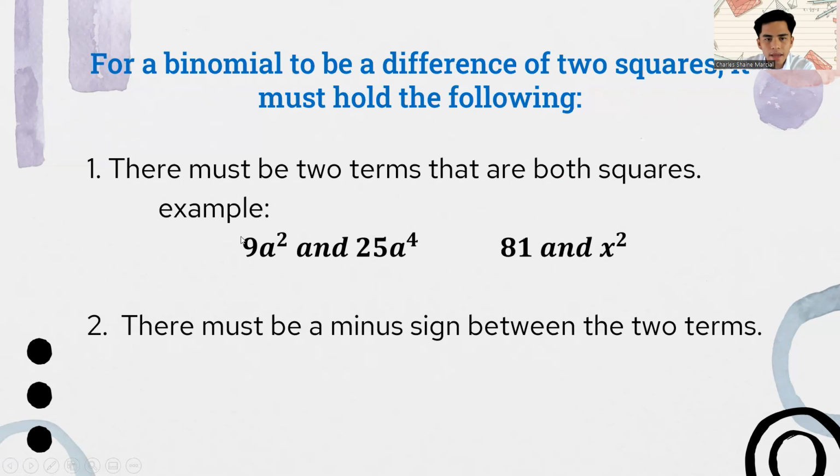Okay, so itong 9, they are perfect square. And itong 25, naka-square din siya. And itong 81, they are both squares. Okay, so number 2, there must be a minus sign between the two terms. So of course, since difference of two squares yung i-factor natin, from the word difference, kailangan magsu-subtract or magma-minus tayo. So ibig sabihin, merong minus sign between the two terms.